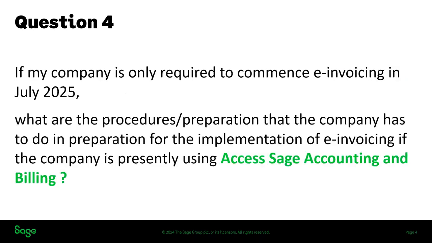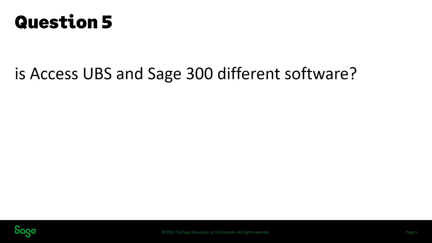Another question is, are Access UBS and Sage 300 different software? Yes, they are different. Like what Richard had mentioned to the customers using UBS, we are a different software. So if you are interested in how Sage 300 uses e-invoicing to manage the backbone of the business and the mandatory compliance for Malaysia, reach out to us about the survey, and we can come back to you on how and what we can help with together.